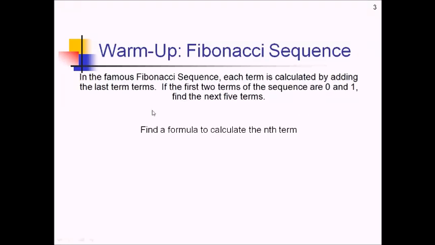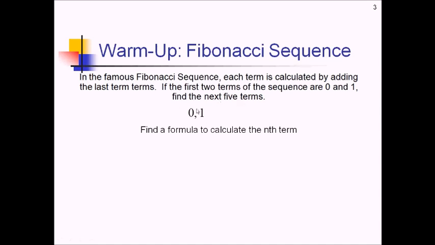For a warm-up on this one, in the famous Fibonacci sequence, each term is calculated by adding the last two terms together. If the first two terms of the sequence are 0 and 1, find the next 5 terms. Pause the video and do that now.